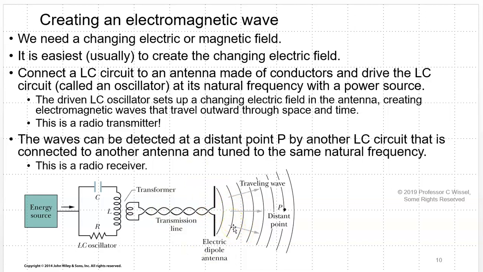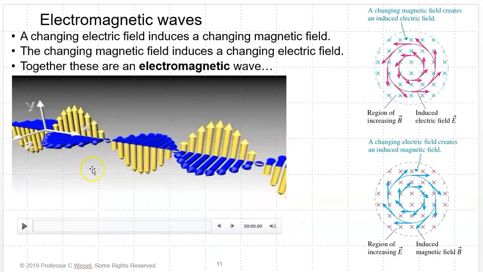That'd be well and fine, be fun to do, but you might want to use this as a communication device. So what you do then is you use another LCR circuit over here, and if you tune that to the same natural frequency as this, in other words, set it up so it's at resonance at that same frequency, connected to an antenna, again, but over here, it will respond to and detect the electromagnetic waves that this one produced. And that is a radio transmitter and a receiver. This is how your cell phones work. This is the cell tower. Here's the phone.